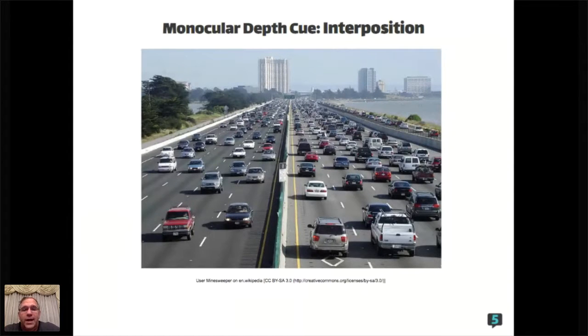Well, one reason we know it is because the white truck is blocking my view of that gray car. And so when one object blocks my view of another object, the object that's doing the blocking is closer, and the object that's being blocked, or partially blocked, I should say, is said to be farther away. That's the concept of interposition. When object A partially blocks my view of object B, I will think that object A is closer and object B is farther away. That is interposition.